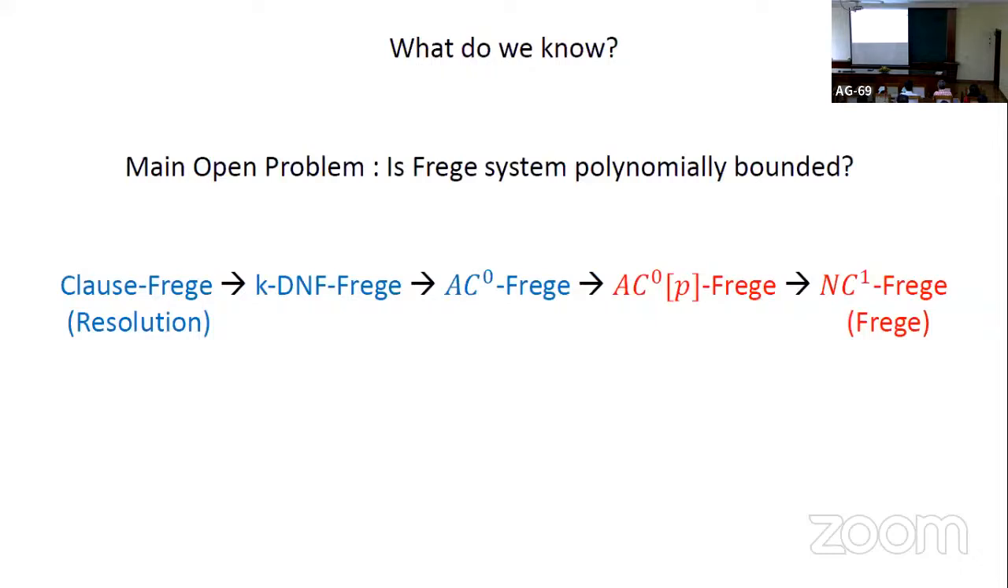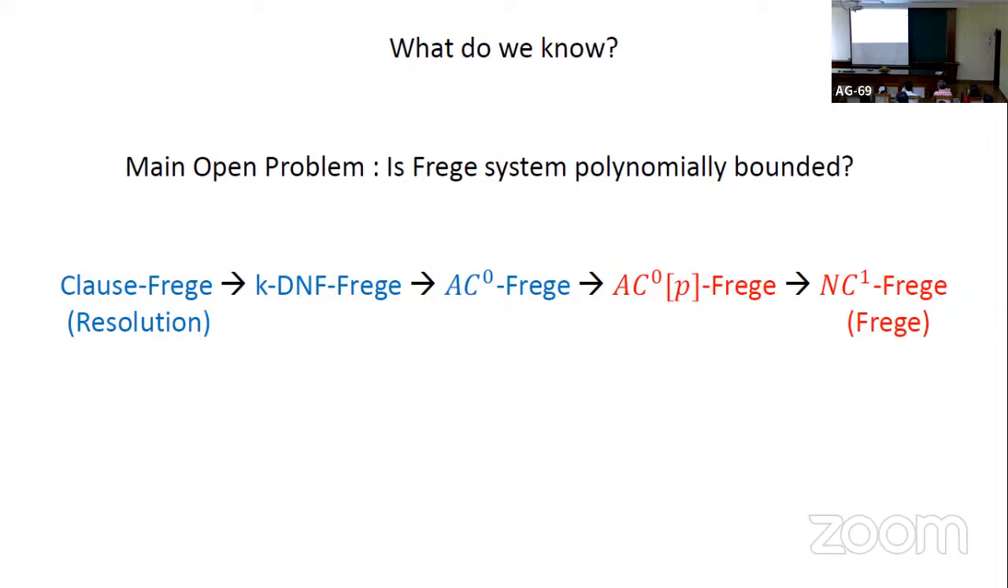So we don't know lower bounds in the Frege proof system. So what we do is we study restrictions of Frege. By restriction, I mean you restrict the complexity of each line. If you restrict each line to be just a clause, you get clause Frege. You restrict each line to be an AC0 circuit, you get AC0 Frege, and so on and so forth. NC1 Frege is where each line is just a polynomial size Boolean formula, and that's what we call the Frege system.